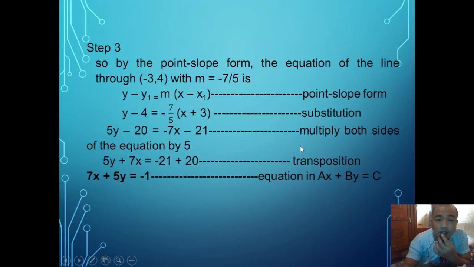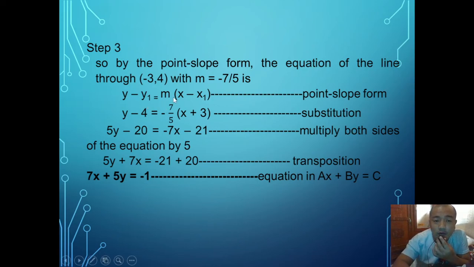So step 3, by the point-slope form, the equation of the line through negative 3, 4 with slope negative 7/5. Since there is no given y-intercept, only a point, the other line passes through negative 3, 4 with slope negative 7/5. So given a point and a slope, we will use the point-slope form of the equation of the line from our lesson on week 1.